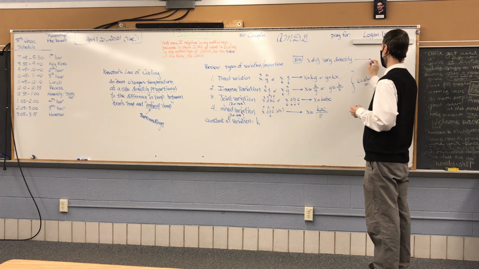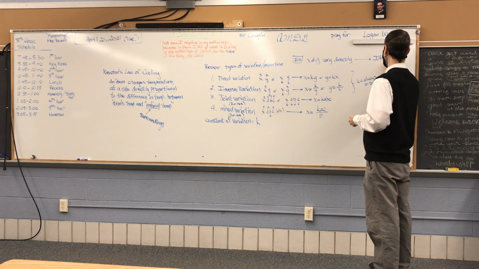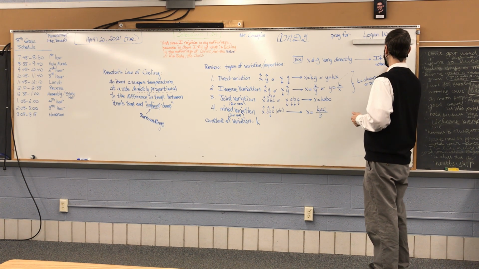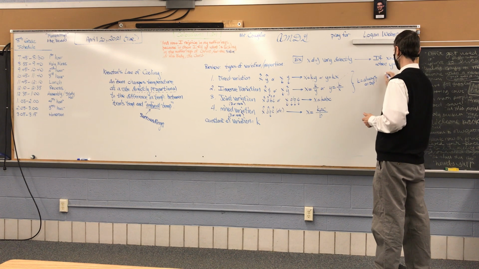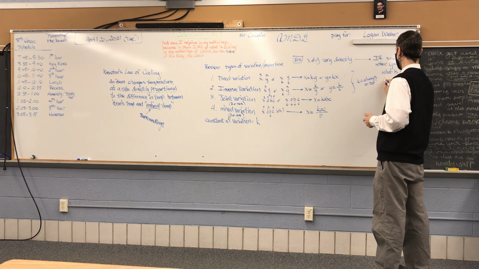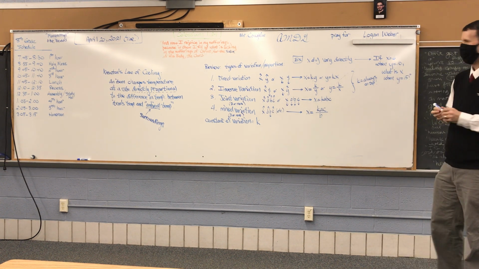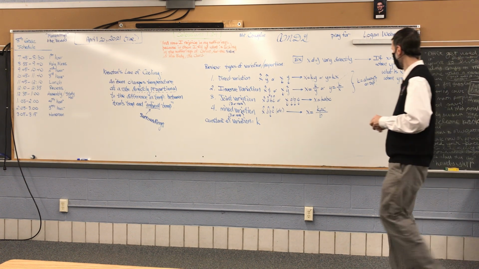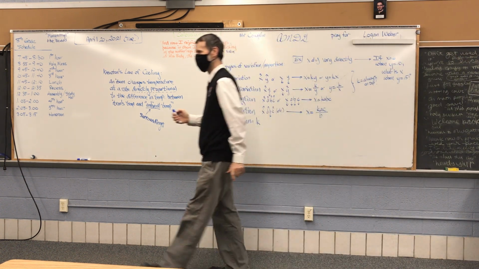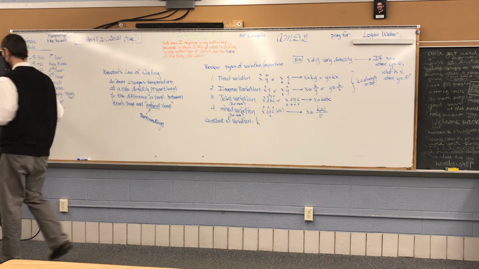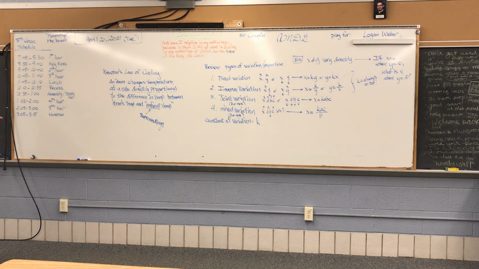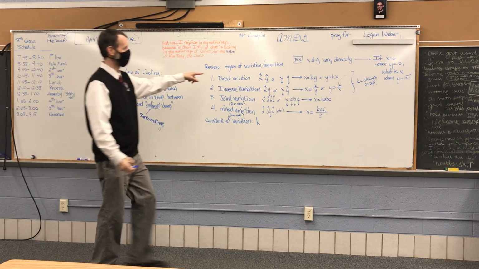x and y vary directly. If x is equal to 6 when y is equal to 10, what is x when y is equal to 15? So there's one piece of information they gave us: x and y vary directly. It's a direct variation problem.